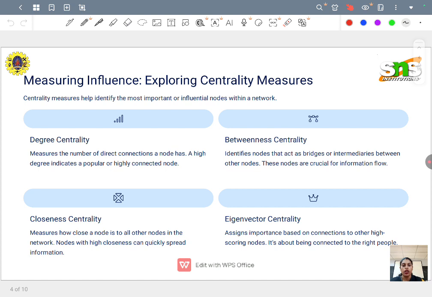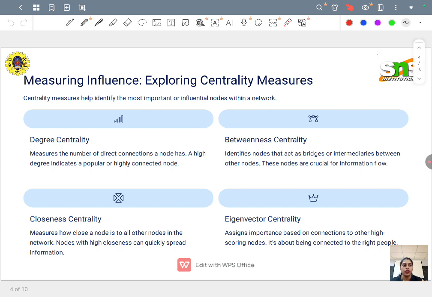And next we will see about centrality. Centrality, one of the most important goals in SNA, is finding out which nodes are the most influential. Centrality measures help with this. The first one is degree centrality, which tells us who has the most connections, and betweenness centrality highlights the bridges, those who connect different groups, and closeness centrality shows who can quickly reach everyone else, and eigenvector centrality looks at who is connected to other important nodes. Together, these measures help us identify leaders, influencers, and key players in a network.